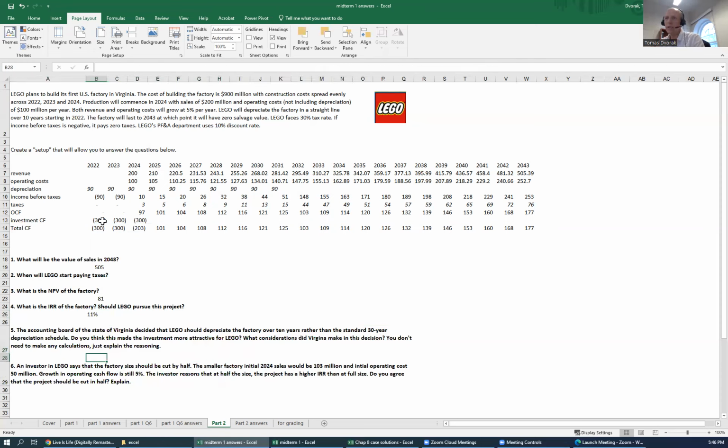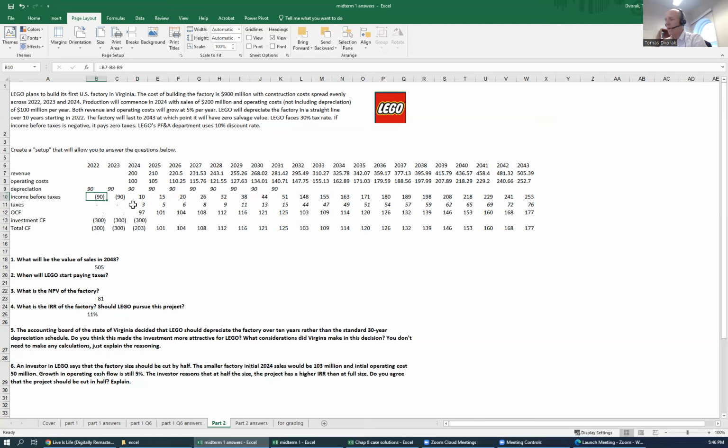We have the accounting board of the state of Virginia deciding that LEGO should depreciate the factory over 10 years rather than the standard 30 years. So they've got this shortened depreciation schedule. Do you think this made the investment more attractive for LEGO? In general, the sooner we can claim depreciation, the better, because depreciation expense reduces our income before taxes, and that then reduces our income tax.